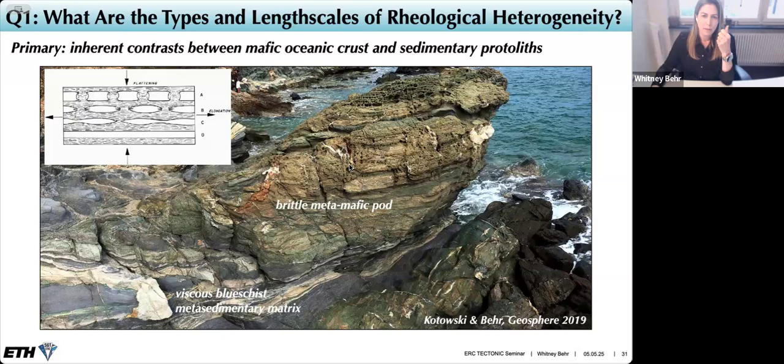So to show you some examples of these from Syros, here's one of my favorites that I show in basically every talk I ever give. It's an example from Southeast Syros that nicely shows this eclogite facies mafic pod. It's kind of lensoidal, so you might assign it to this level of qualitative contrast, level B here. And it's embedded in a blueschist facies metavolcanic and metasedimentary matrix.